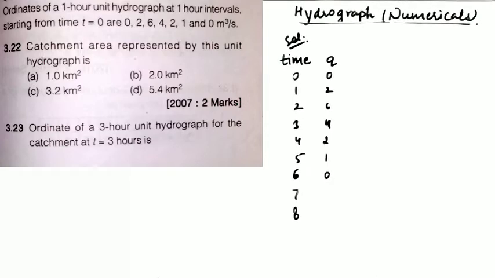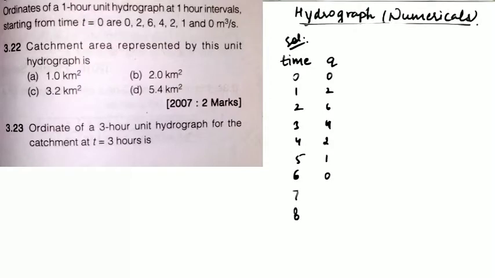The next question says that the ordinates of a 1 hour unit hydrograph at 1 hour intervals, starting from time t equals 0, are given as 0, 2, 6, 4, 2, 1 and 0 meter cube per second. Now at different time intervals the discharge flowing is given for the runoff. There are two parts to this question. One says that the catchment area represented by this unit hydrograph is.